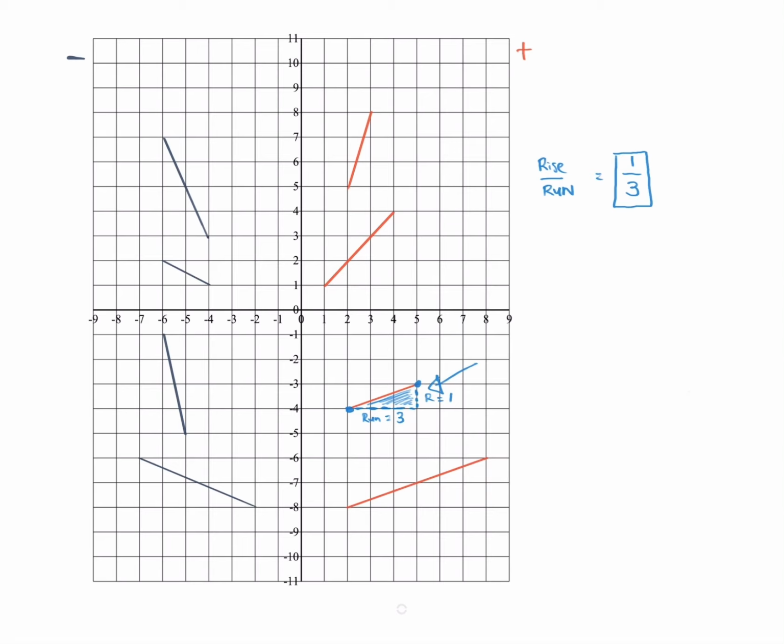And for the others, you do the same thing. And I can tell you with these positive slopes, one other of these will be a fraction, and then the other 2 will be normal numbers.